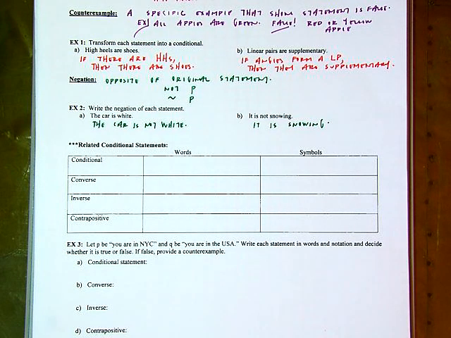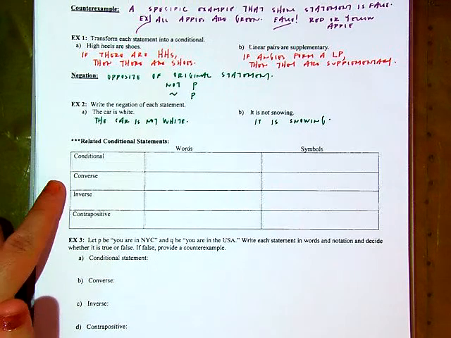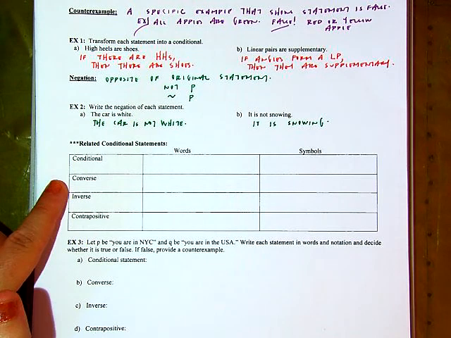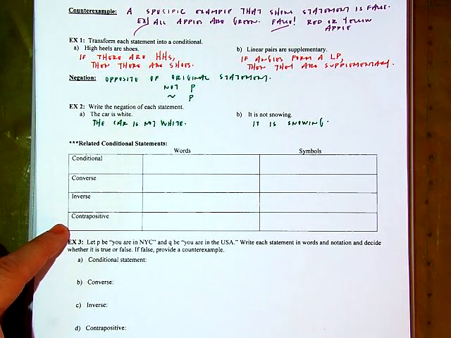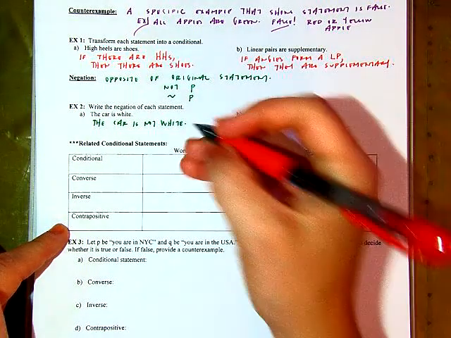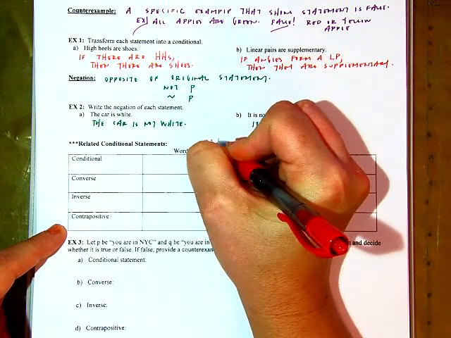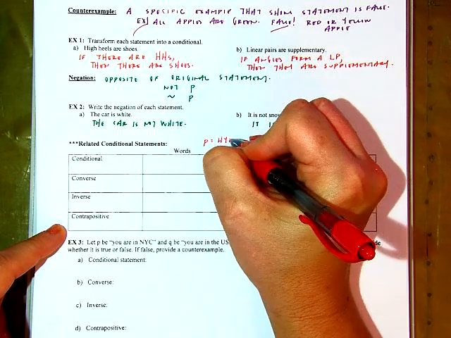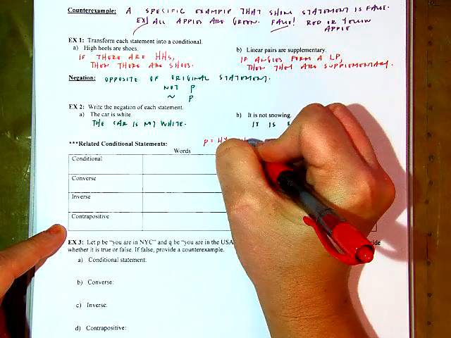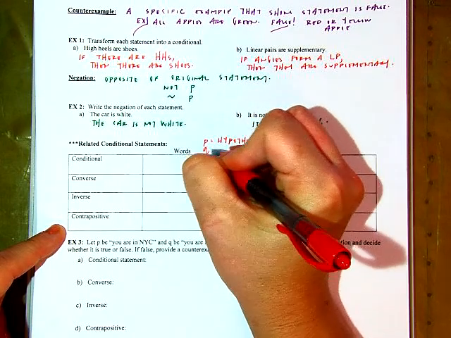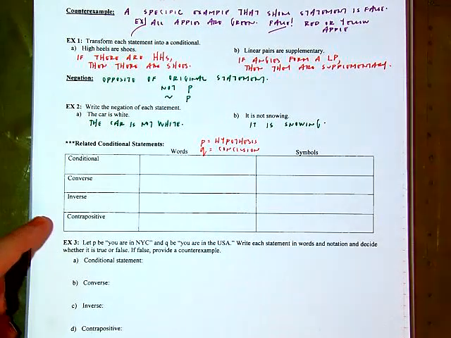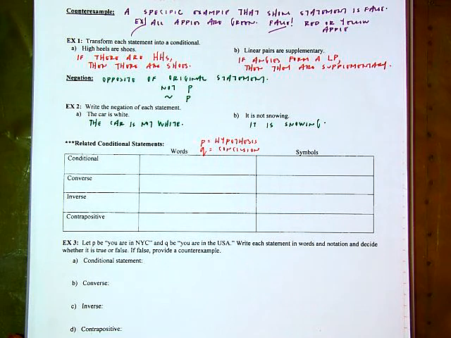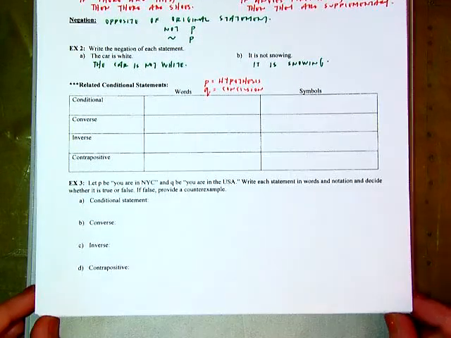Okay, a few related conditional statements. Here, we're starting with the original conditional. We're going to look at its converse. We're going to look at the inverse, and we're going to look at the contrapositive. So here, I'm going to use P. I want to remind you that that represents the hypothesis. And Q is, of course, the conclusion. So I'm going to write in words and I'm going to write in symbols.